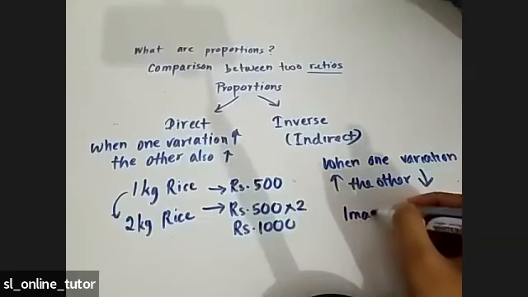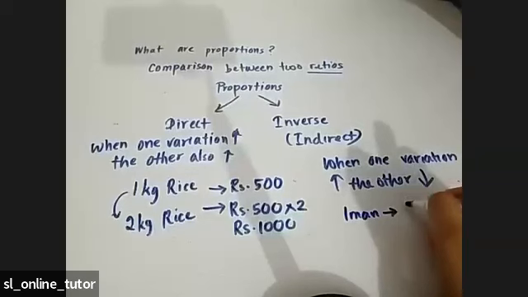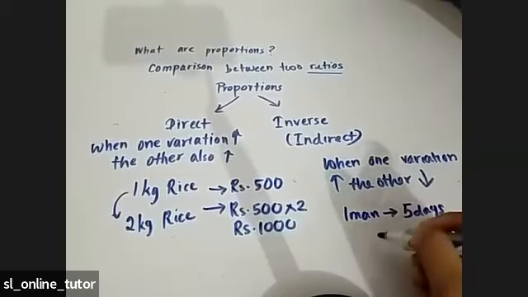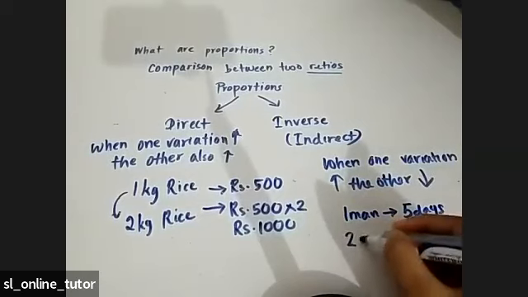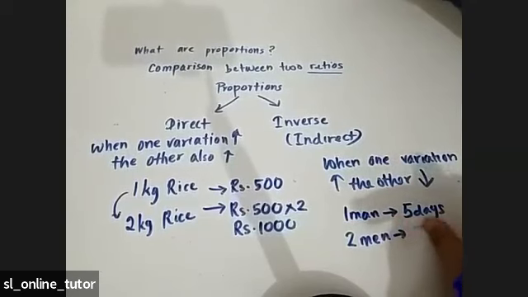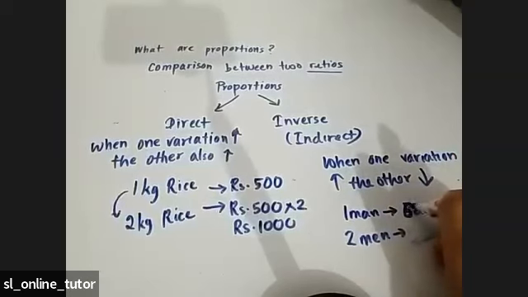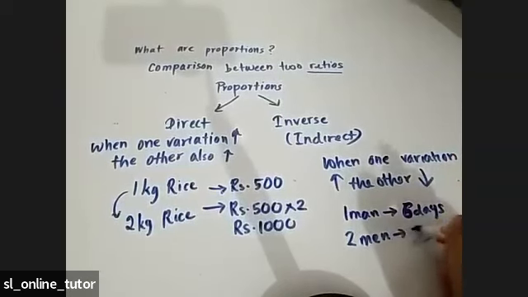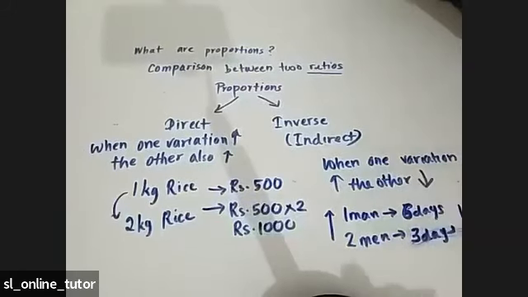So if I hire one man to make a certain part, he will take, let's say, 6 days. For 2 men, 3 days. You can see when the number of men increases, the number of days decreases.